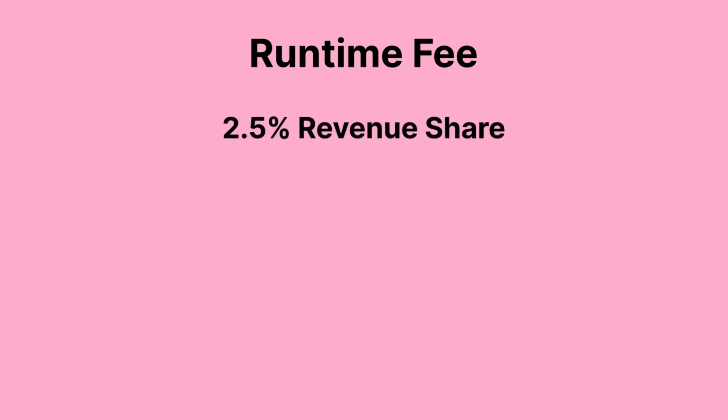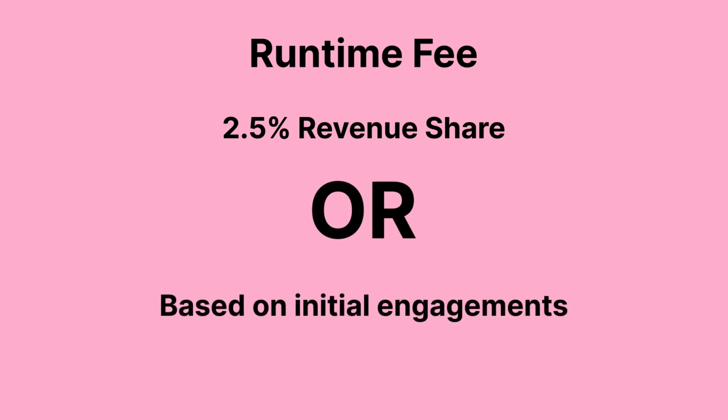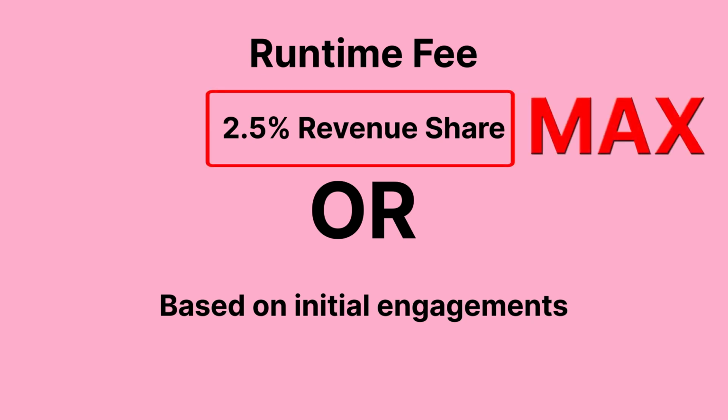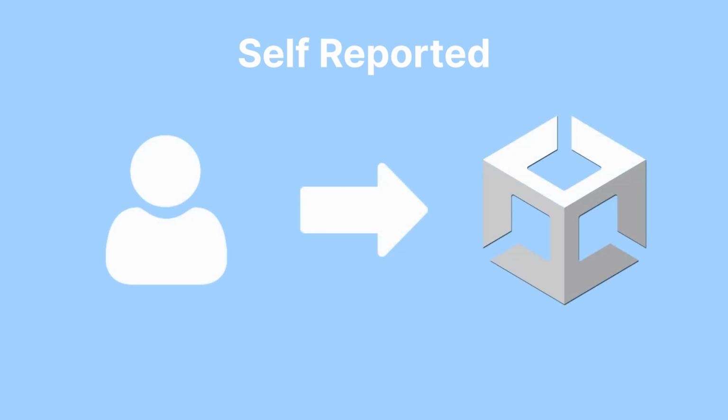If you validate the conditions, then you have to pay the fee and you can choose between the lesser of either 2.5% revenue share of your game or a fee calculated based on initial engagements. So basically, you will never pay more than 2.5% of revenue at worst. Whatever you choose, the numbers you provide to Unity are self-reported. This means that you are the one validating and sending the data, not Unity.